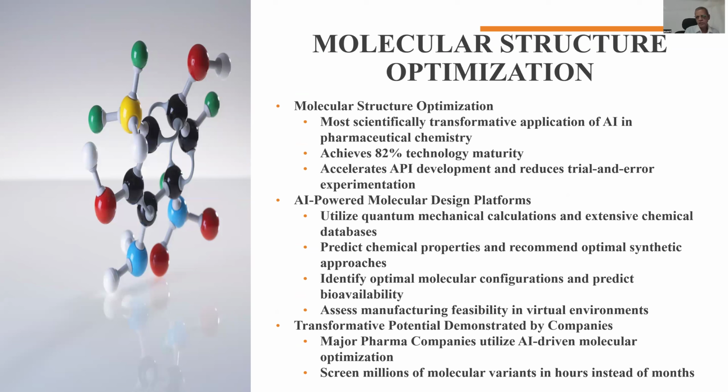In the molecular structures, we are looking for optimization. We want to discuss the most transformative scientific applications of artificial intelligence in pharmaceutical chemistry. We are really looking to achieve about 82% technology maturity. That's basically the adoption of artificial intelligence in API development, which can reduce the trial and error experimentation that is taking place at this moment. That is our goal.